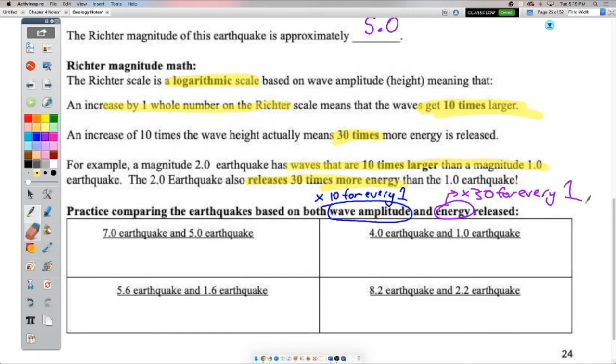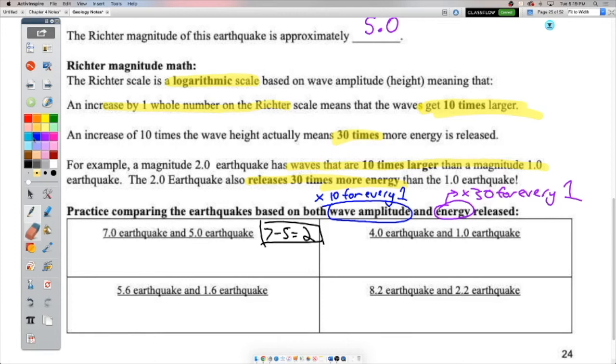So for a 7.0 and a 5.0 earthquake, how much worse is a 7.0? How much bigger are the waves? Well, first let's just figure out, 7 minus 5 equals 2. Okay, that's going to be important. So there's a difference of 2.